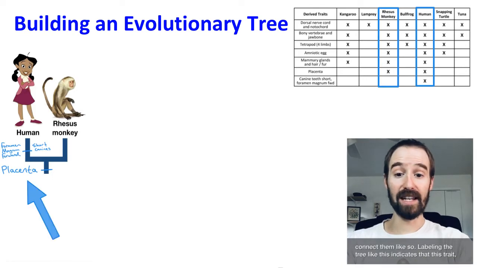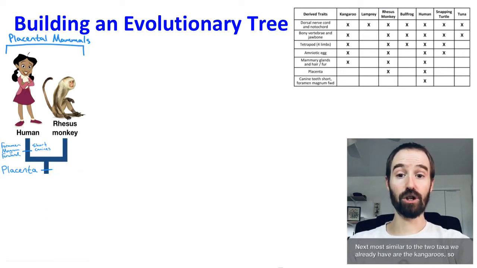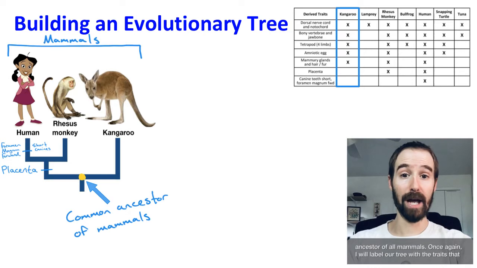Labeling the tree like this indicates that this trait, having a placenta, evolved in the common ancestor of monkeys and humans, and that common ancestor is represented by this node, or intersection, here. That makes this clade the placental mammals. Next most similar to the two taxa we already have are the kangaroos, so we will connect them like this. This node now represents the common ancestor of humans, monkeys, and kangaroos, basically the common ancestor of all mammals.